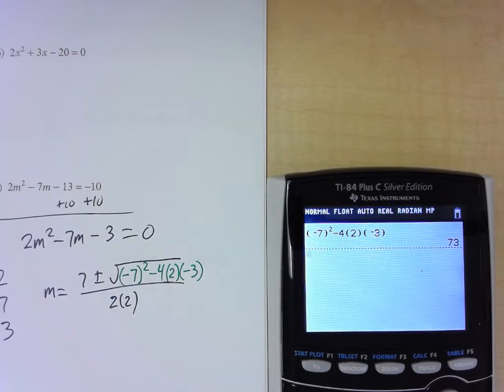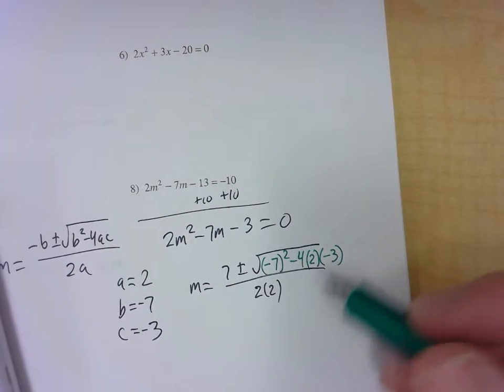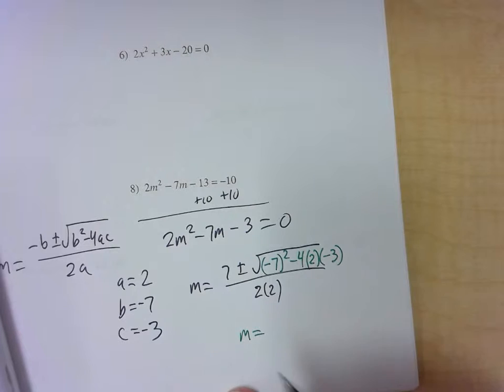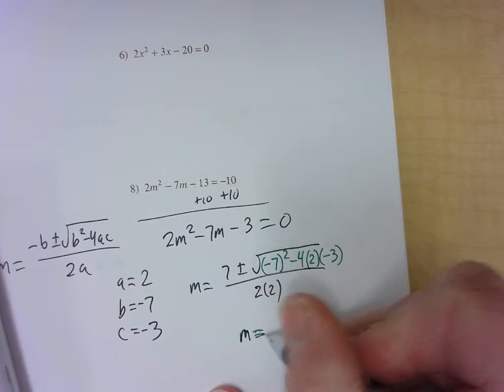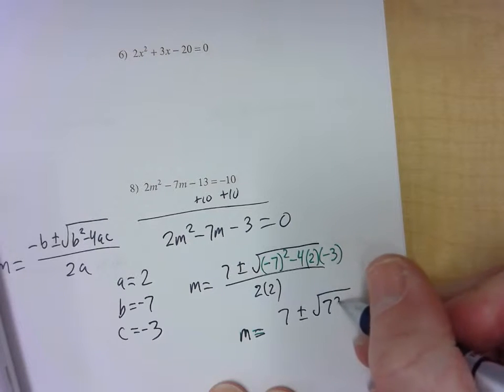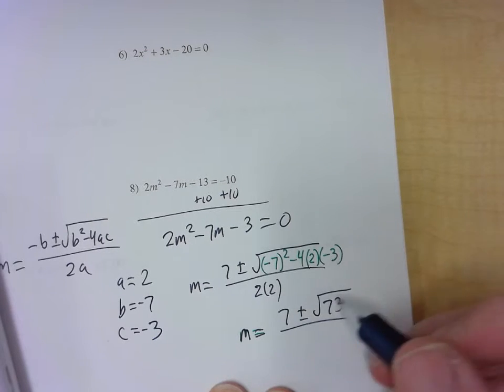Okay, 73 is not a perfect square. So I can just, I'm done. I don't have to take the square root of it. So m is equal to, we'll switch back to this color. M is equal to 7 plus or minus the square root of 73 over 4.